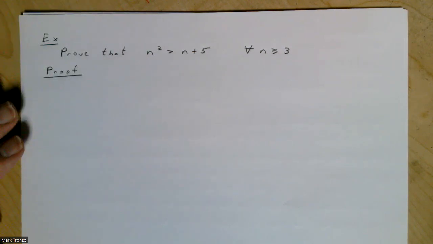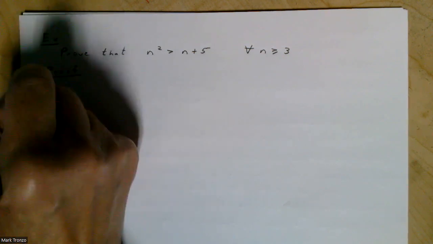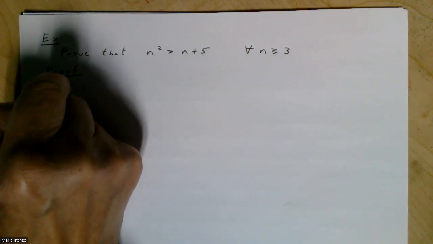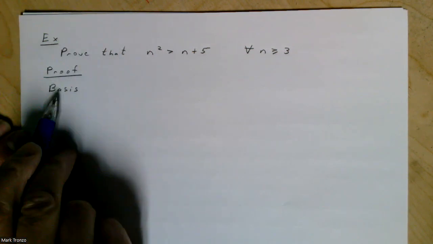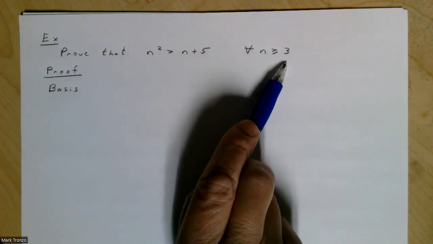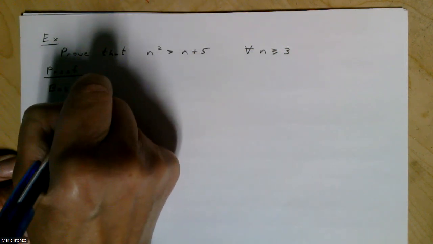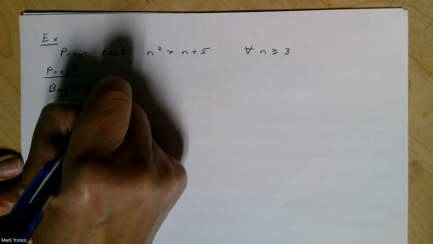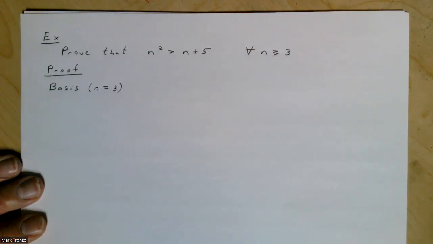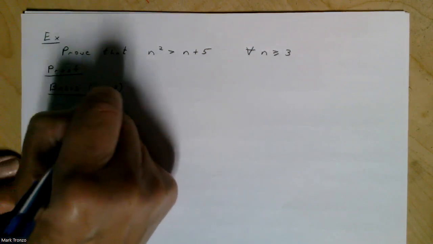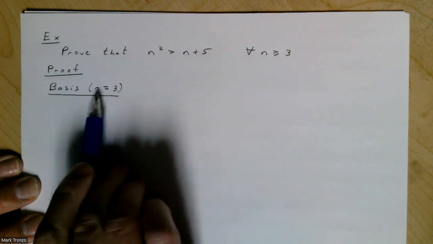So do your proof. Again, you can either call it step 1 or the basis step. Usually I'll call it the basis step. And again, the basis step says we have to prove that it's true for that first value. So we want to prove that it's true for n equals 3. I'll put that in parentheses, just to show where we're starting.